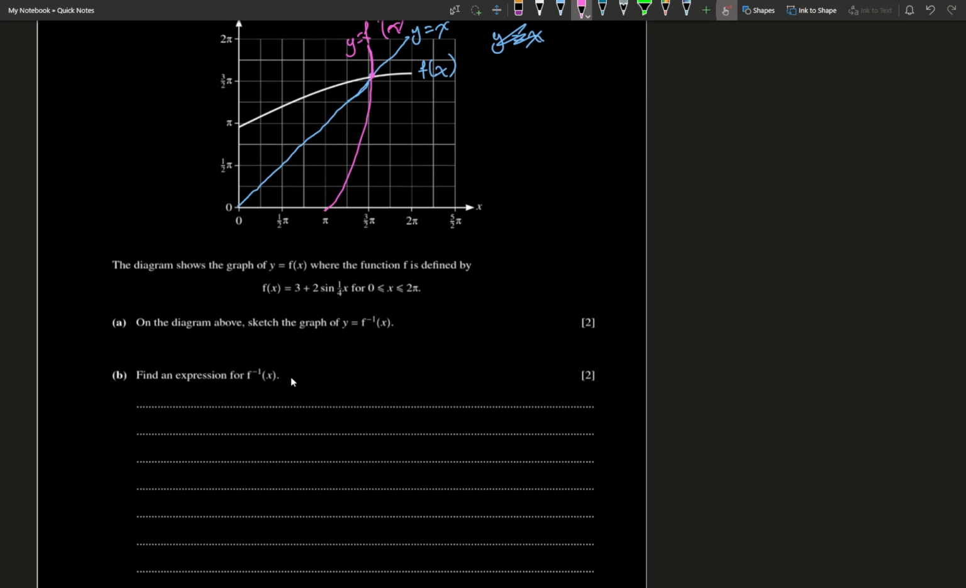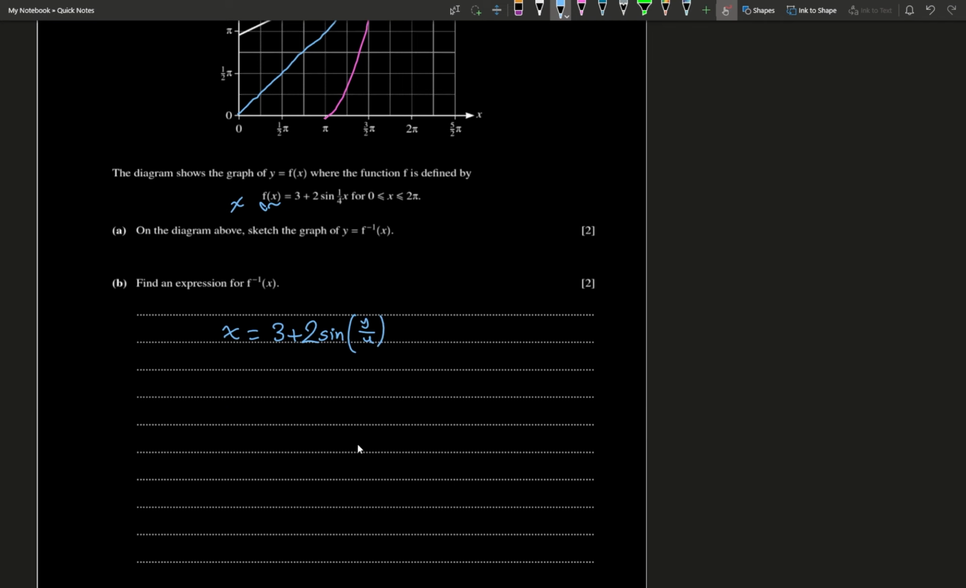Okay, part B says find an expression for f inverse of x. For f inverse of x, the first thing you do is remove f of x and write x instead. So we write x is equal to 3 plus 2 sine, and instead of x, of course, you write y over 4. Your main goal here is to make y the subject. Subtract 3, then divide by 2.